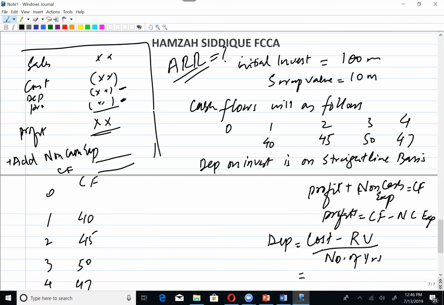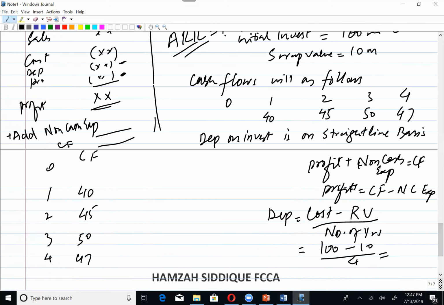So you see here, cost is 100, minus 10, divided by number of years, 4. It is 22.5 depreciation every year. So students, now we can find our answer. Depreciation or non-cash expense, 22.5.